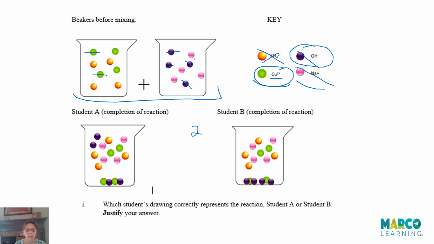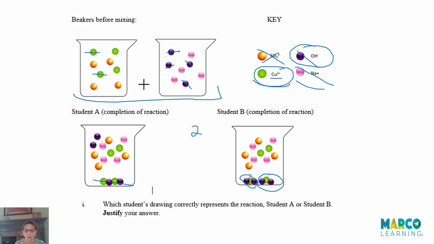So I'm expecting to see 2 units of my copper 2 hydroxide in the bottom, and I should see 1 copper with 2 hydroxides. And so I can see that student 1 has made a mistake. Student 1 did 1 copper, 1 hydroxide, so they're not accounting for the charge on the copper ion. So student 1 is out already. And I can see student 2 did that correctly, that there's 1 copper with 2 hydroxides for each one of those. So I already see that it's student B.